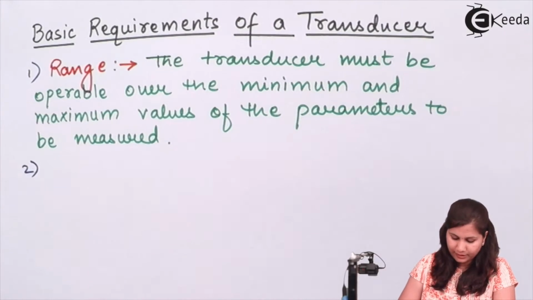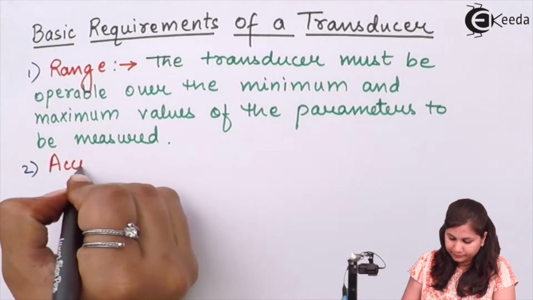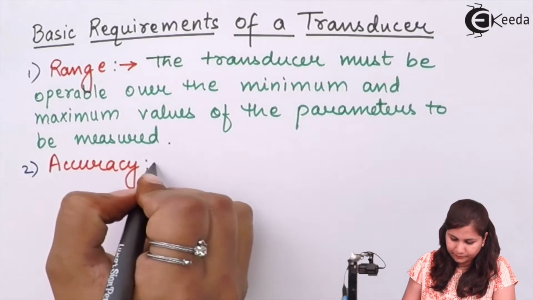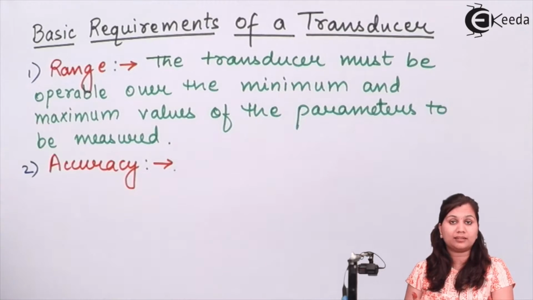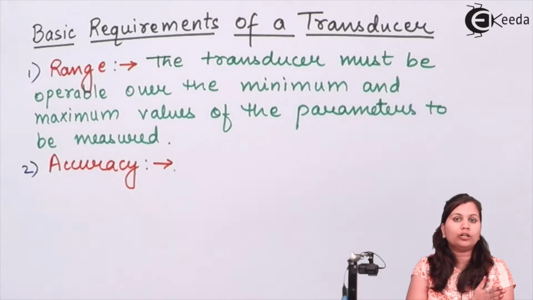Second is accuracy. Accuracy is the closeness of the measured value to the true value of the quantity. True value means the actual value of the quantity, and measured value means the value measured by the instrument. So we have two values for the quantity, the true value and the measured value. The transducer should be accurate, means the value measured by the transducer should be very close to the true value.